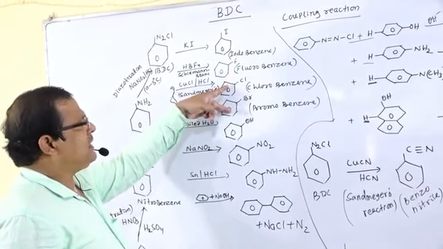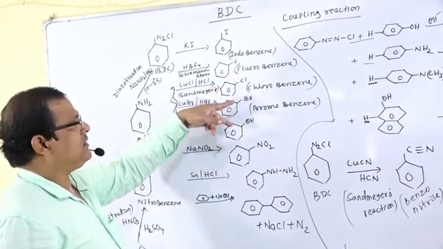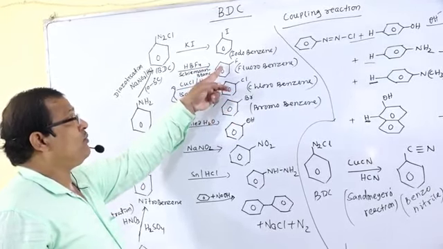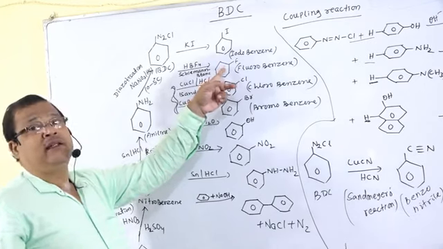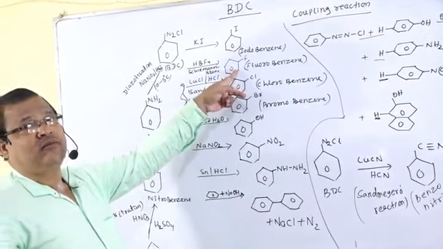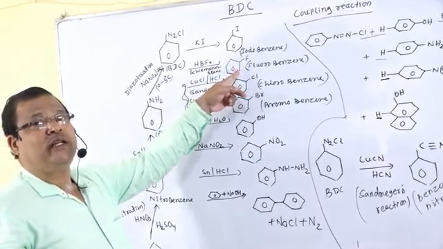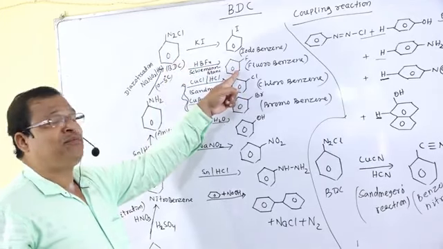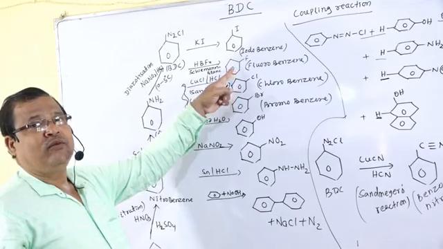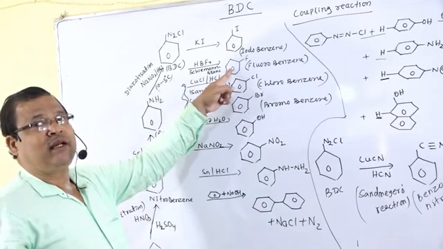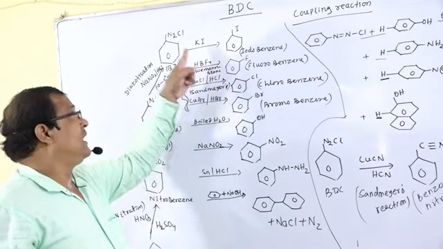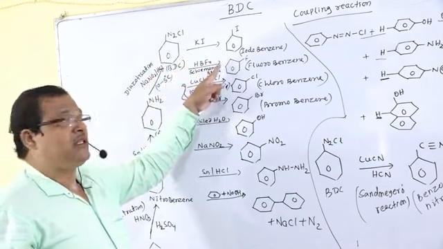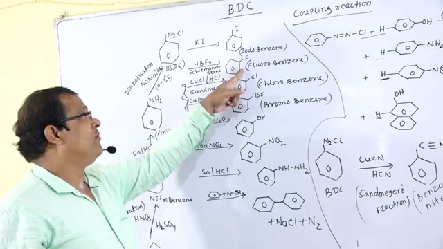Chlorobenzene or bromobenzene can be prepared by any method, such as chlorination or bromination. But fluorobenzene cannot be prepared by fluorination of benzene, because fluorine is very reactive. So this is the suitable method for the preparation of fluorobenzene: BDC treated with HBF4 forms fluorobenzene.